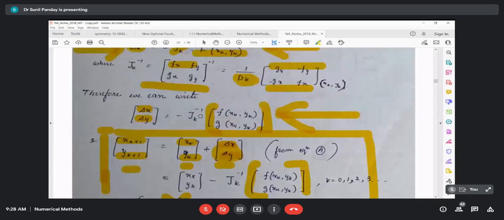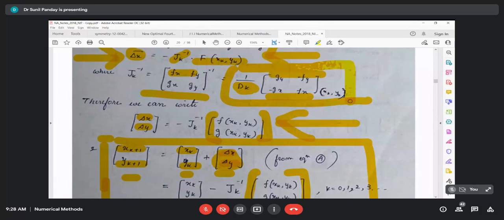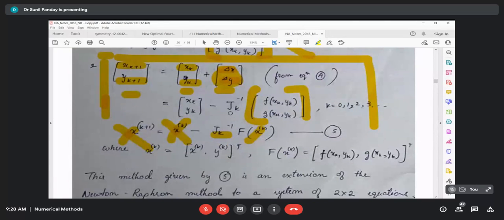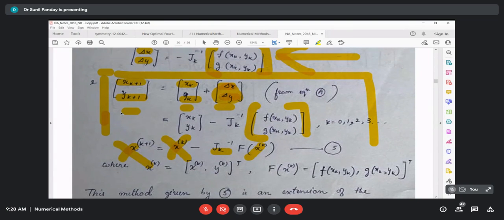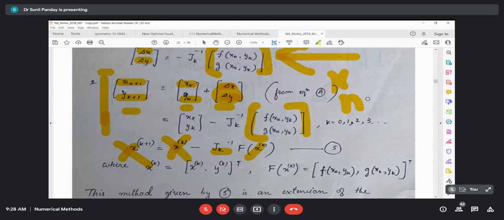Sometimes we substitute the jk inverse value here, and then we say it's the Newton-Raphson method. Why have we written it in this form? If you remember the Newton-Raphson method in one variable, it is x n plus 1 equals xn minus f of xn divided by f dash of xn. You can interpret this one as giving you the f dash of xn in two variables.